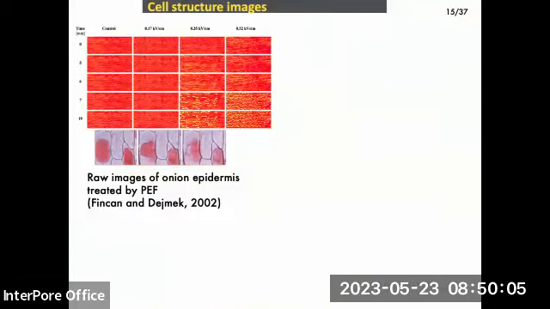Here you can see the cell structure images after electroporation. The onion epidermis was surrounded by some colorant, and after electroporation of the cell membrane, colorant diffuses inside of the cells. You can see that the cell structure seems to be intact, but colorant diffuses inside, so the cell membrane was damaged. And also we can see that with increase of the intensity of electric field and with increase of the time, the diffusion of colorants increases, so it takes some time for the diffusion.